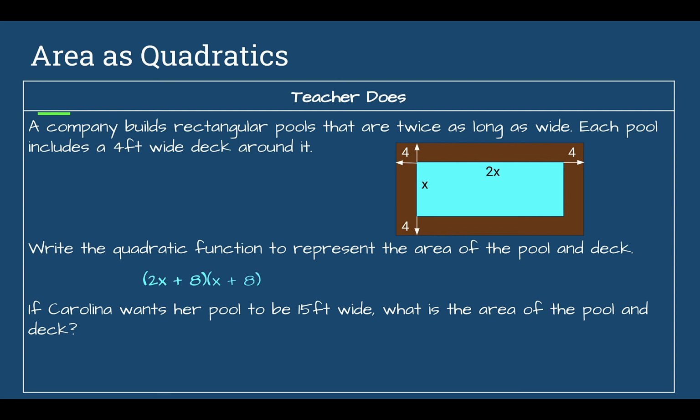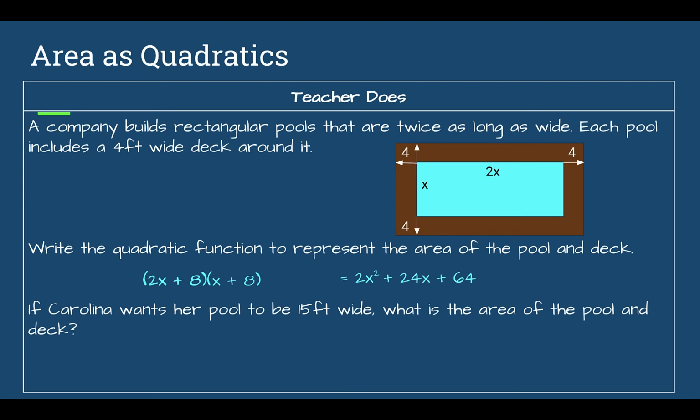Now to find the area, I'm going to multiply length times width. So multiplying those two binomials out, we would get 2x squared plus 24x plus 64. That is the area of the pool and the deck. If Carolina wants her pool to be 15 feet wide, what is the area of the pool and the deck?